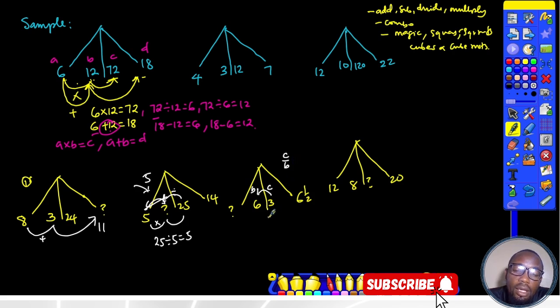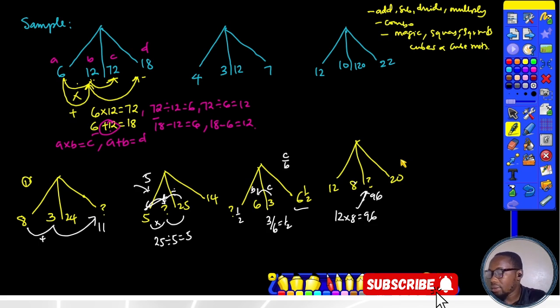So you have 3 divided by 6, which is half. So here is half, because half times 6 will give us this. And half plus this will give us this. Here we have 12 times 8, which is 96. And here we're going to have 96. So this is the second sample that we want to talk about.